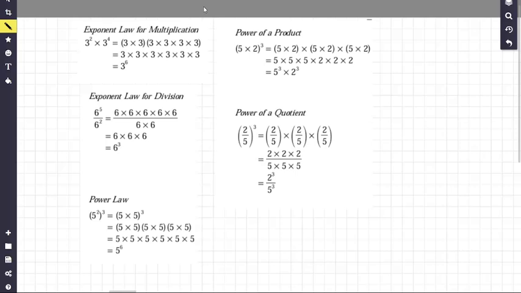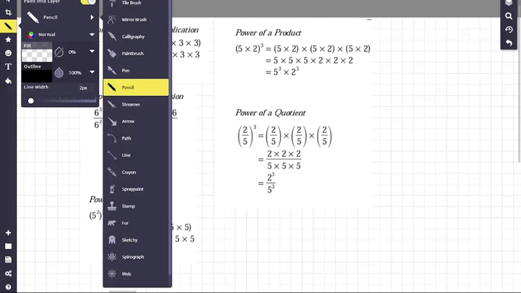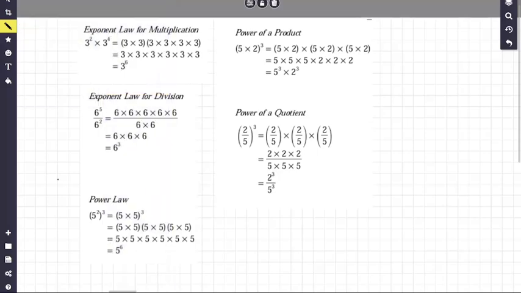When we have 3 to the power of 2 and 3 to the power of 4, that's basically 3 times 3 times 3 times 3 times 3 times 3. When we have multiplication, we can add the exponents together. So 2 plus 4 gives us 3 to the power of 6.